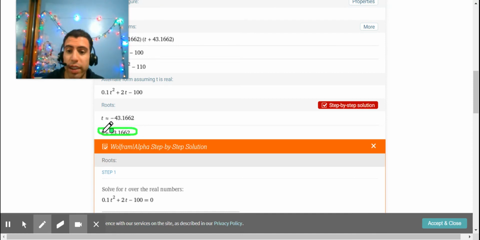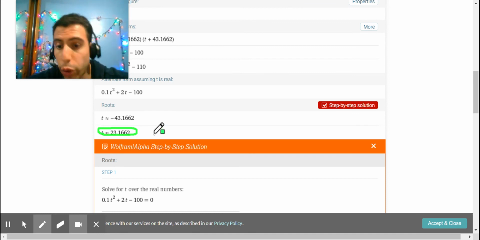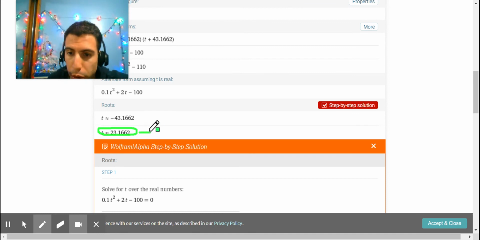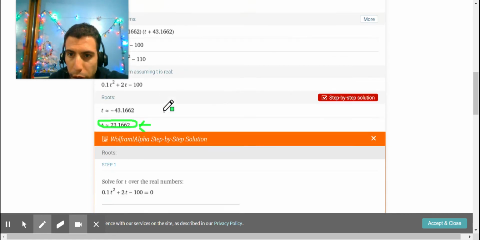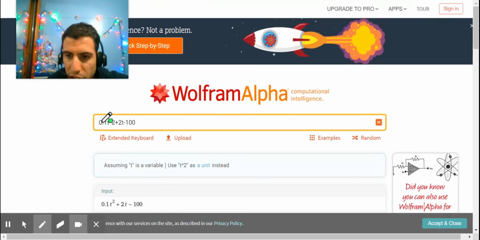So at 23.2 seconds into this race, she's actually going to win. She'll create that displacement, she'll win, and get that time. So our answer is right here, 23.2. You just have to plug in to Wolfram Alpha all those terms, your A, B, and C terms, and you'll naturally get your answer.